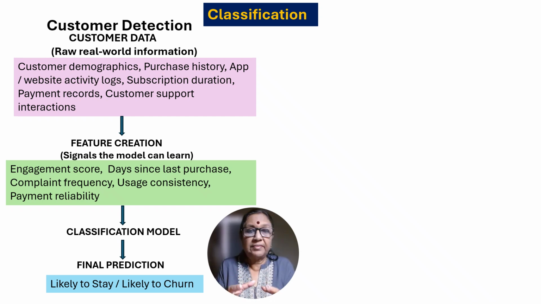And of course you will also have the output label. So this is given to the classification model, and the model understands this. Then when it's given new data without the label, it is able to predict whether the customer is likely to stay, be loyal, or is going to churn.